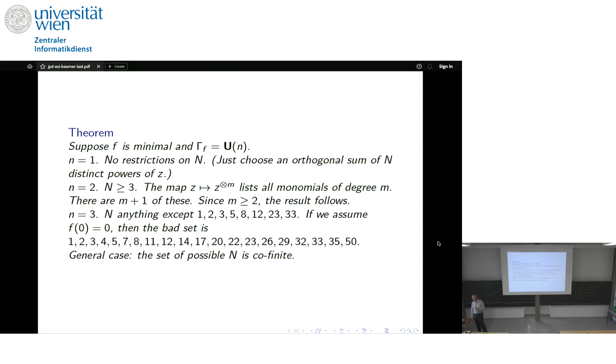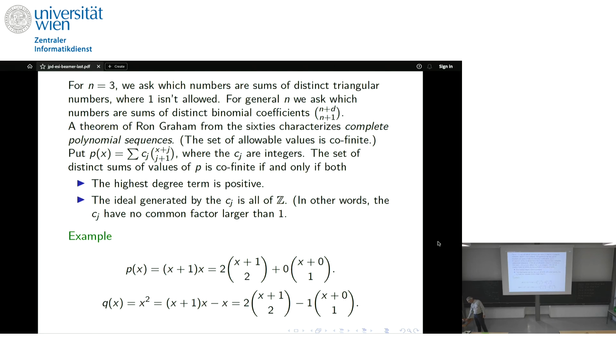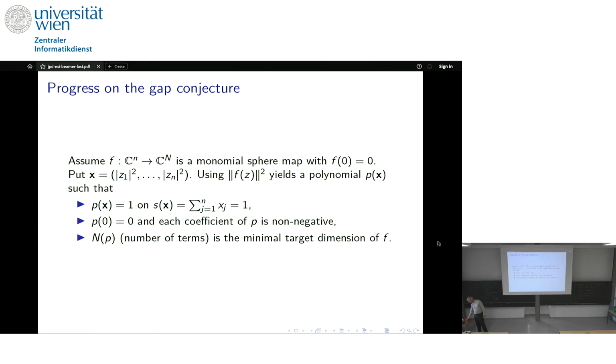It's a terrible term, right? Completeness means something different, but that's what it means. So now I'm going to talk a little bit more about the recent progress. If you have a monomial sphere map, so in particular, that's characterized by this group containing the torus. It's easier to say a lot of the same things.